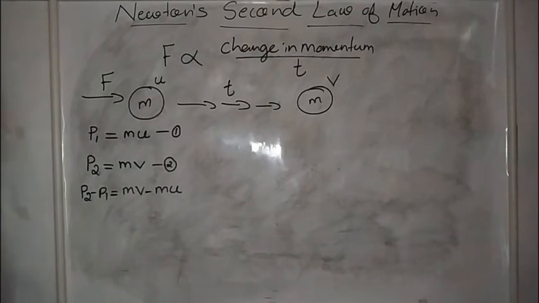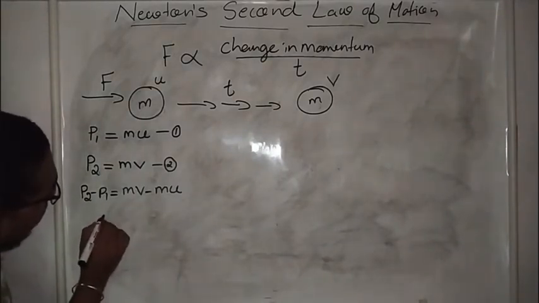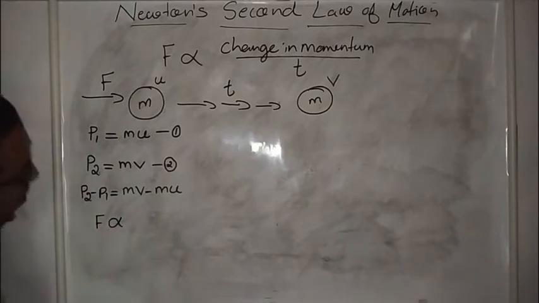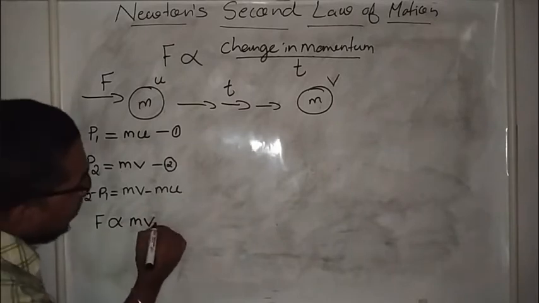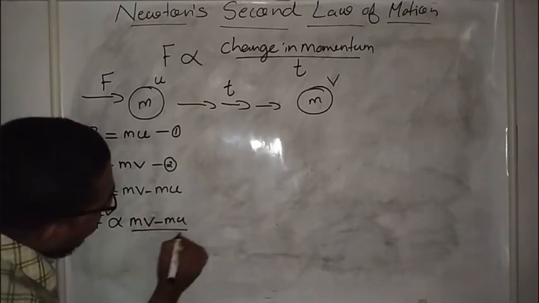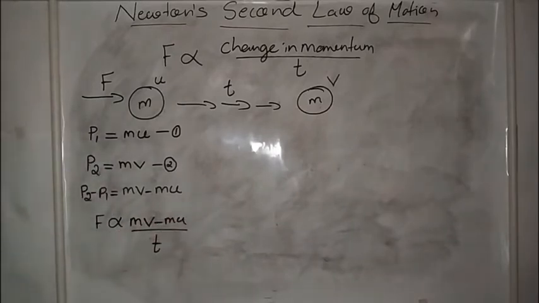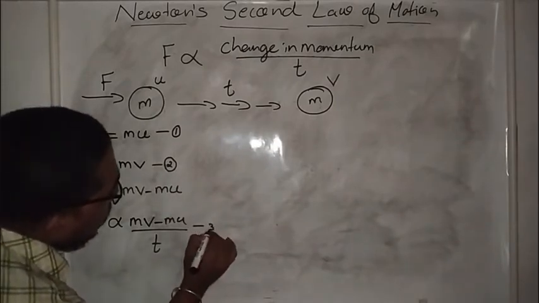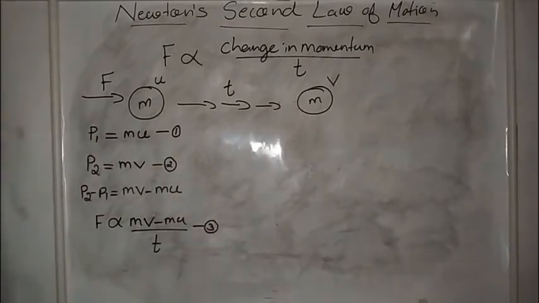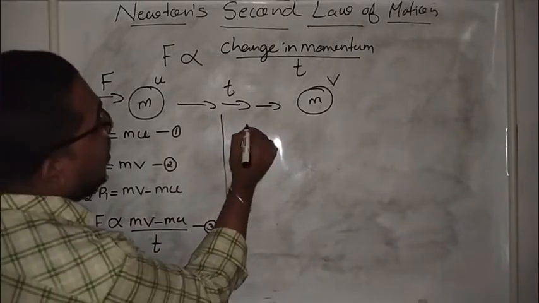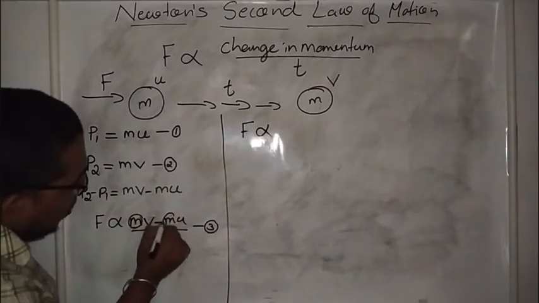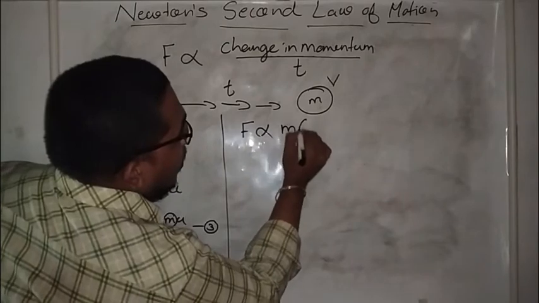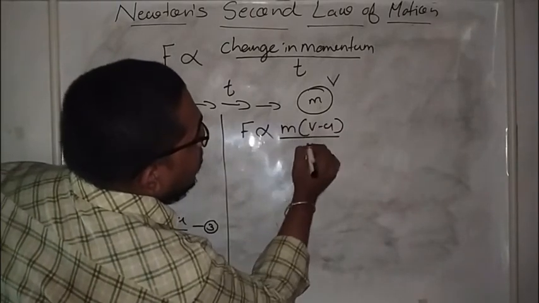Right? Therefore, the force applied onto the body is directly proportional to the change in momentum, that is mv minus mu divided by t. Change in momentum with respect to t. So it can be written as equation 3. Again, F is directly proportional to, here m is common, so m into v minus u divided by t.